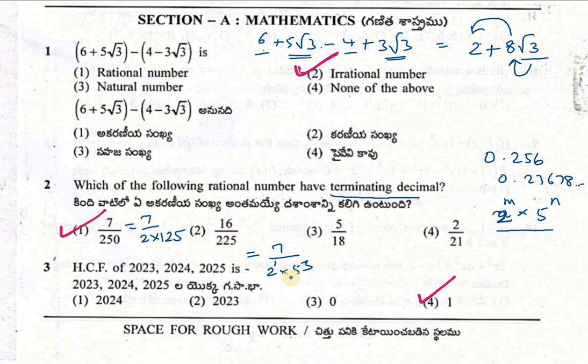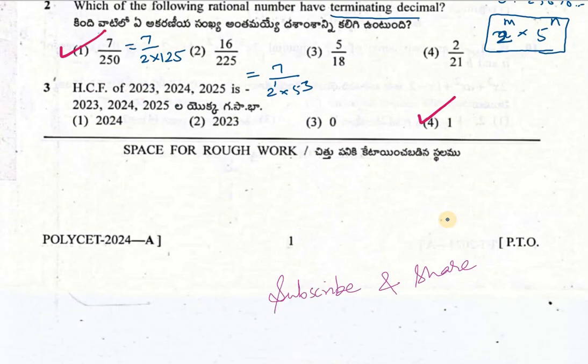Whereas 225 you cannot convert in this denominator. 18 we cannot convert in this, also not possible. So first one is terminating decimal. We have to remember this one, the denominator should be in this form. This is very important. And the third question is very easy. Without calculation you can do this one.